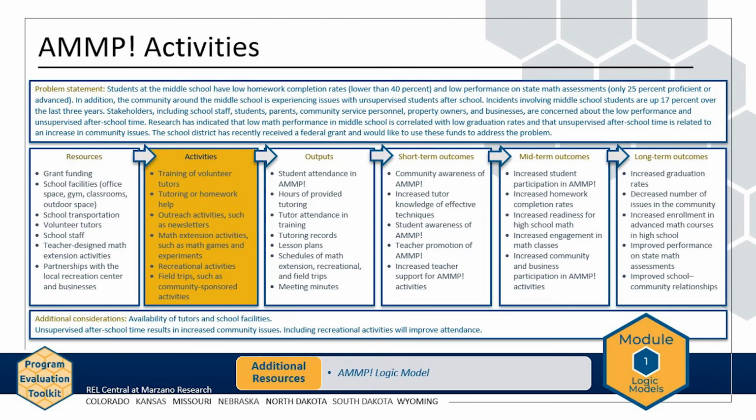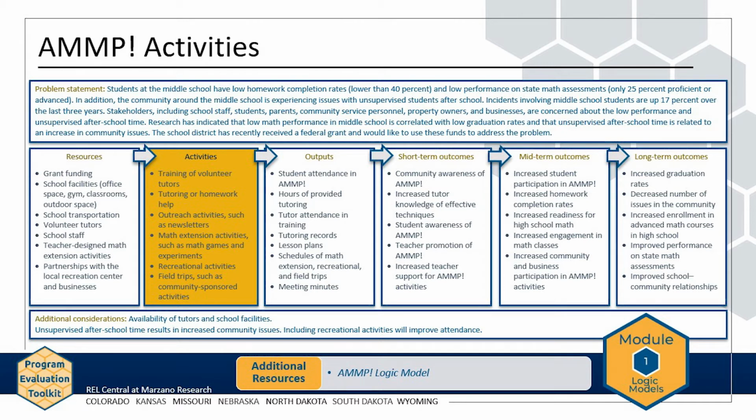The AMMP evaluation team lists activities that are an important part of the program because they are designed to increase student engagement. The AMMP activities are in the second column, shaded in gold, and consist of the following: training of volunteer tutors, tutoring or homework help, outreach activities such as newsletters, math extension activities such as math games and experiments, recreational activities, field trips such as community-sponsored activities.